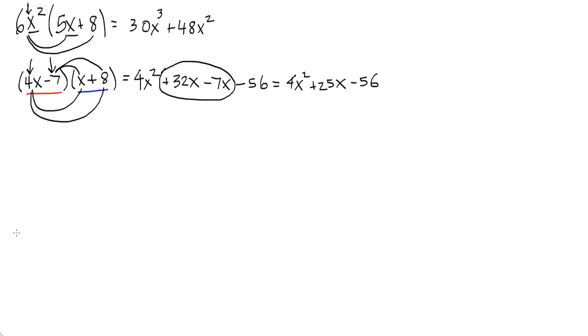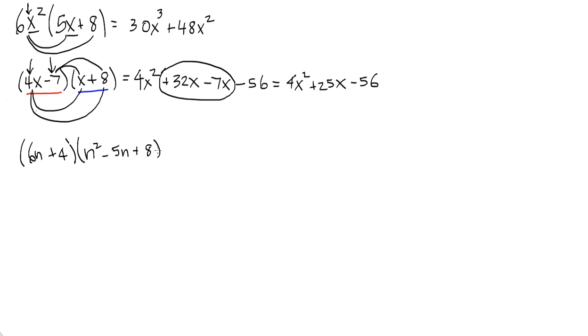So what happens if we make them even more complicated? What if we've got, and let's use a different variable other than x. It doesn't always have to be x. Let's use an n this time. What if we have 6n plus 4 times n squared minus 5n plus 8? A little different, isn't it?